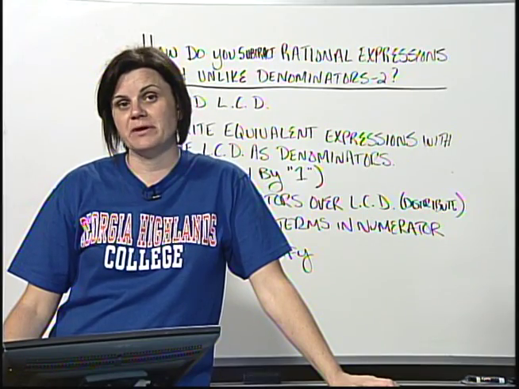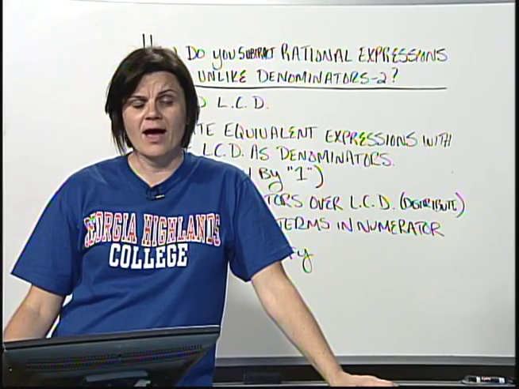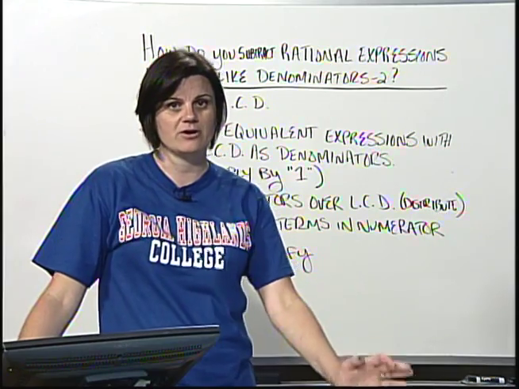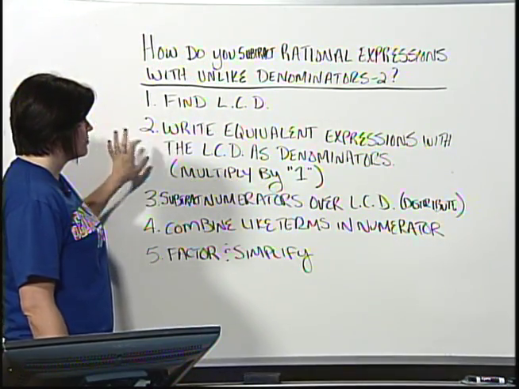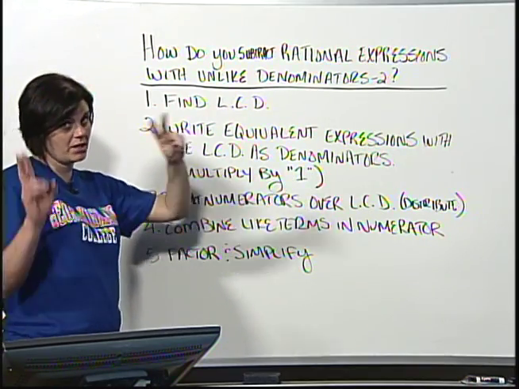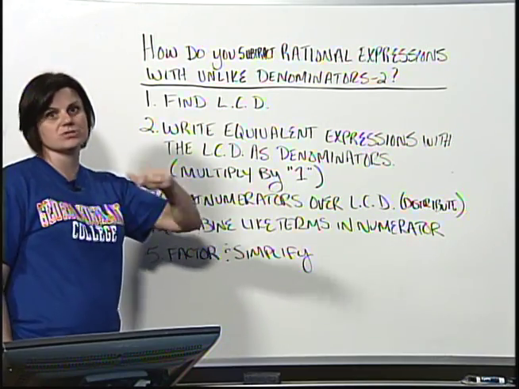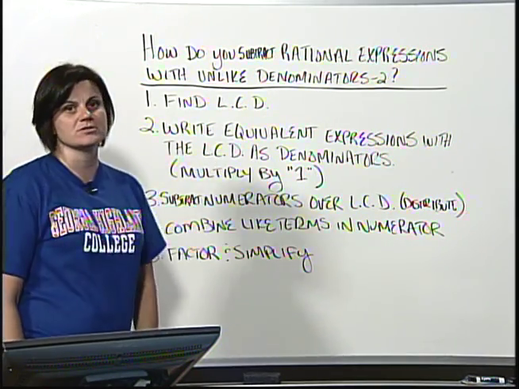So I hope that this has been helpful for you. It was definitely a complex example in looking at how to subtract rational expressions with unlike denominators. So a real quick recap: find the LCD, write equivalent expressions, multiplying by 1, subtract the numerators over the LCD. Don't forget to distribute that negative. Combine your like terms, factor and simplify.